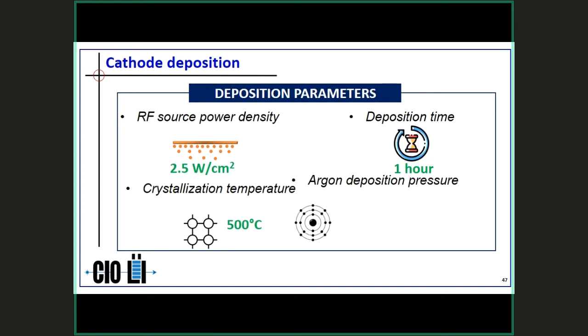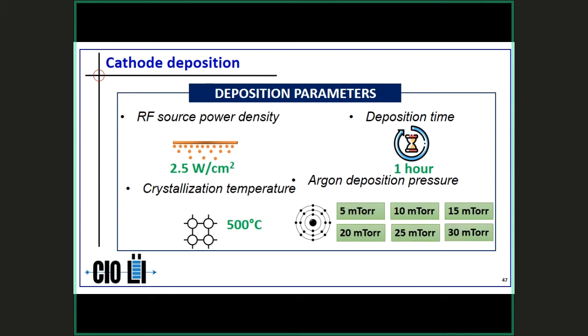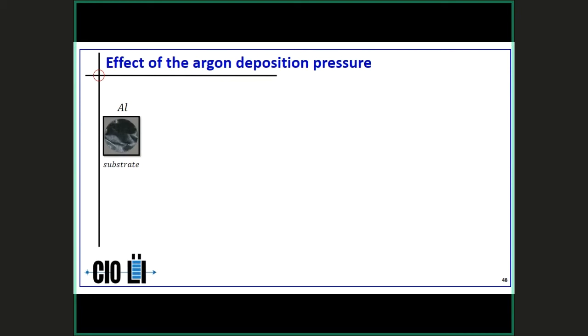Now the parameter that was varied was the argon deposition pressure, meaning the concentration of argon inside of the sputtering chamber. So we went from low argon deposition pressures, 5 to 10 millitorr, medium argon deposition pressures, 15 to 20, and high argon deposition pressures, 25 to 30 millitorr. So first we studied the effect of the argon deposition pressure on the surface of the coating.